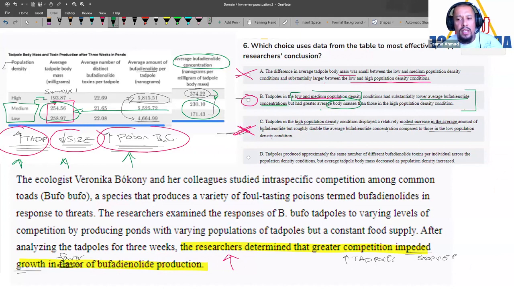Answer C is incorrect because of the modest increase in the average amount of bufa. Okay, that's a big problem there. And double the average concentration compared to low population density. Okay, it's about double the average. So this part is correct. It's this part that's incorrect. You have to be very careful with word choice, guys. Very careful with word choice.